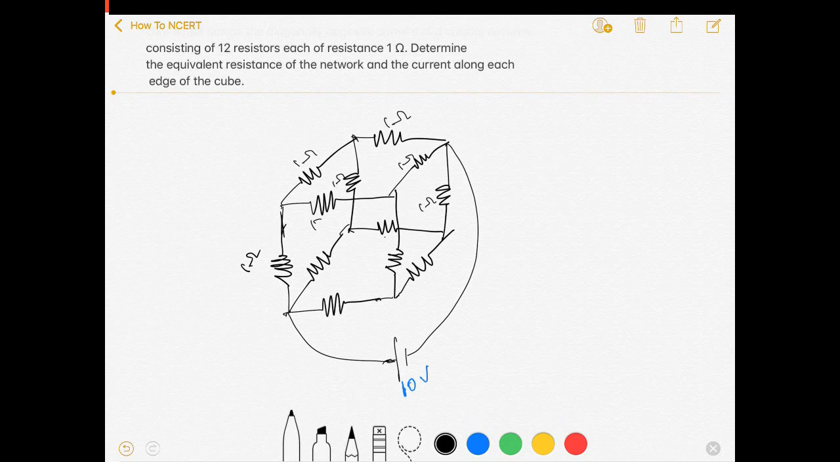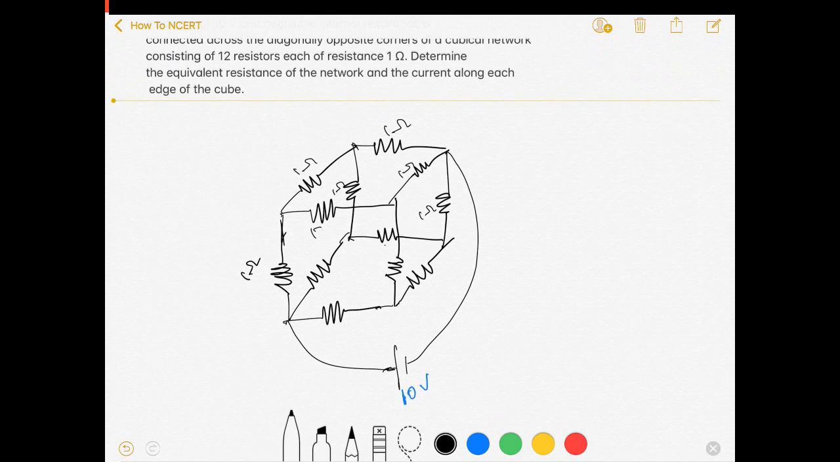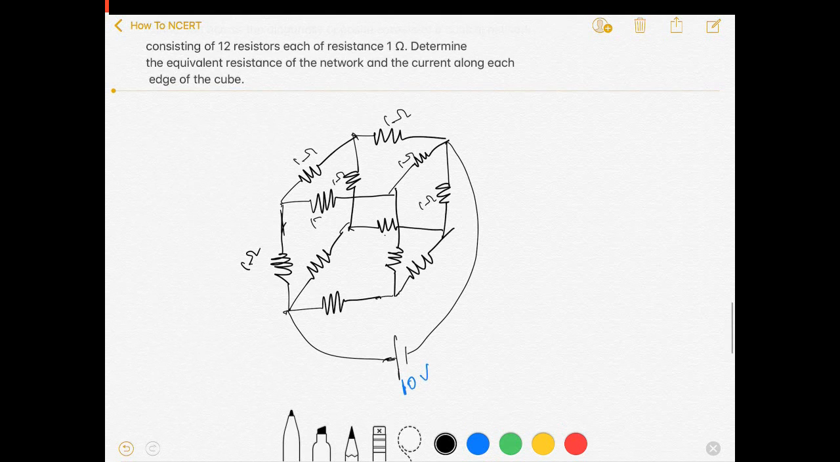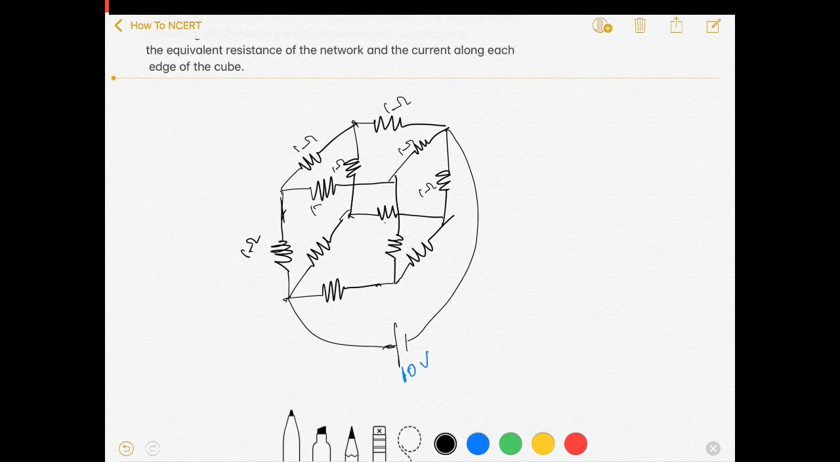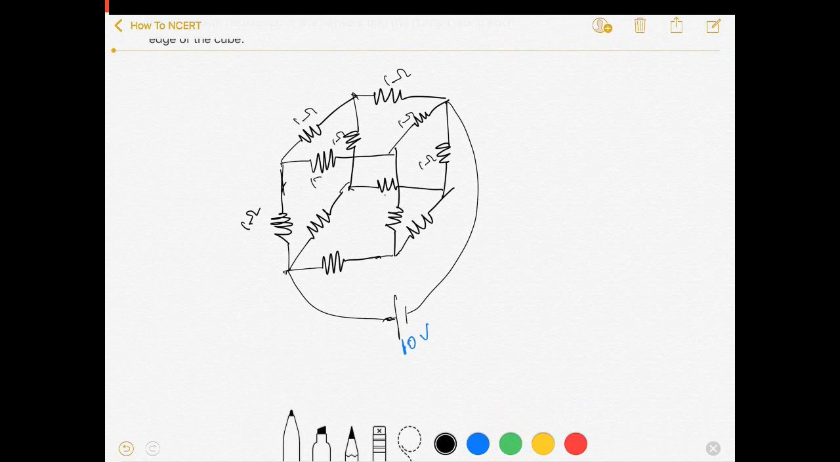I'm not going to write everything, you get the point. So, that is there, and they basically are saying what's the equivalent resistance of the network and the current along each edge of the cube. Now, how do we go about solving this problem? We'll probably be needing some extra information to solve for the equivalent resistance, but I can give you an idea of how the current is going to be divided and how we can use Kirchhoff's first rule in this case.